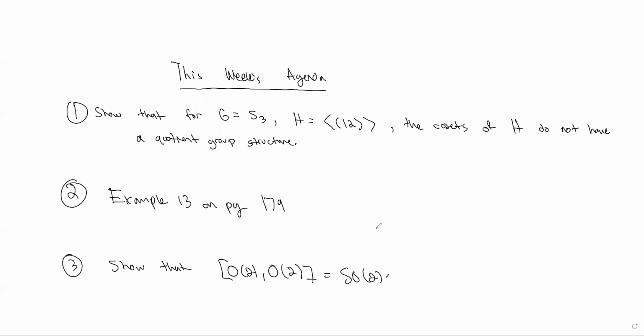By the way, quotient group means the same thing as factor group. It's just the terminology that I'm used to. I think it's the more common term. And then we'll show that the commutator of O2 and O2 is SO2. Okay, so point 1.